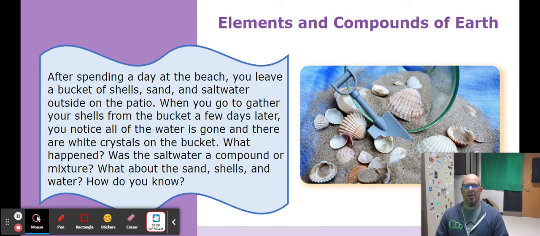And so think about for a minute what happened. Maybe talk as a class. What do you think happened to the water? And why are those white crystals left behind? And then think about this. Was the salt water a compound or a mixture? Remember, compounds require a chemical reaction to separate. Mixtures only require a physical change to separate.